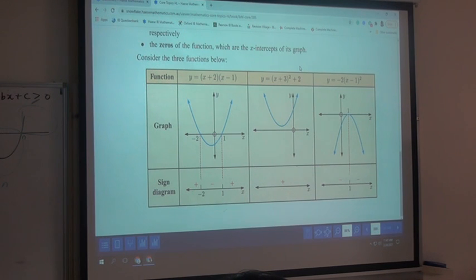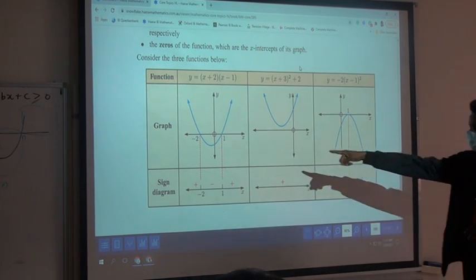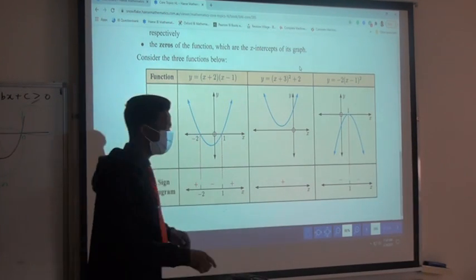Say that again. Three forms to write a quadratic. There are three forms. Okay. What form is this one? Minus p times x minus q.